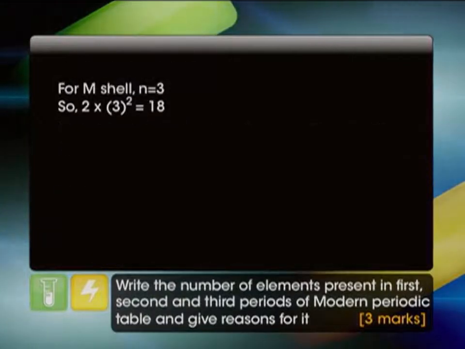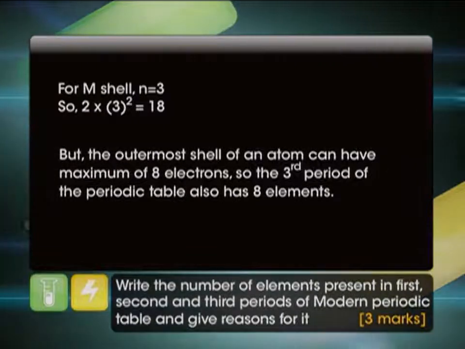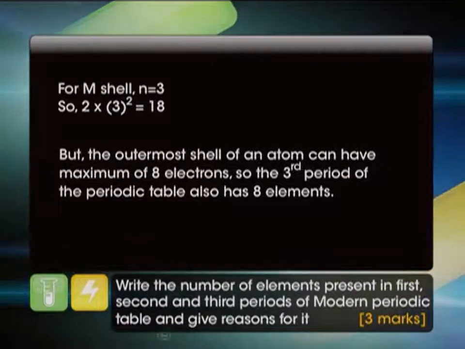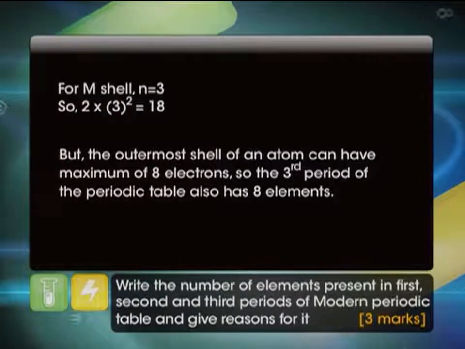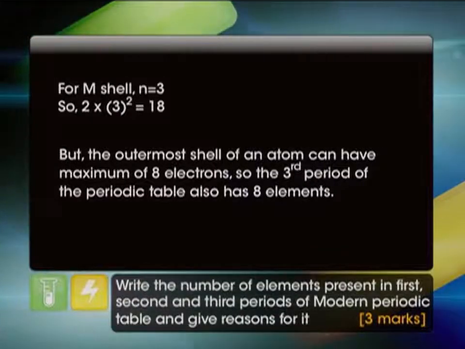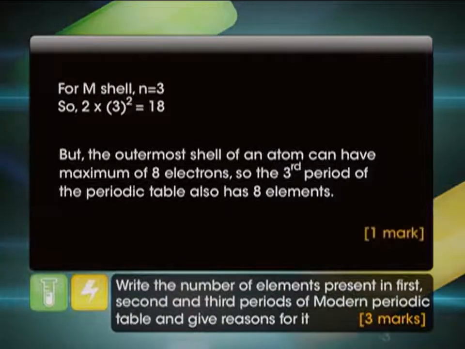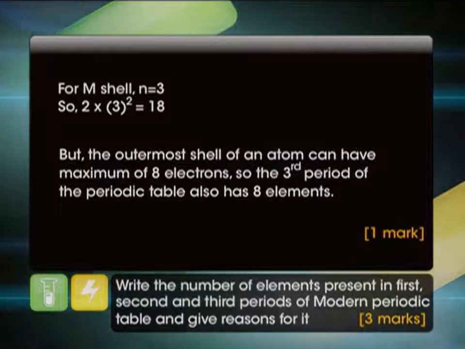For M shell, n is equal to 3. But the outermost shell of an atom can have maximum of 8 electrons. So the third shell in the third period of the periodic table also has 8 elements. Writing this will ensure that you get another 1 mark. Now you know the concept and ideal way to answer questions. But all of us need tips from an expert.